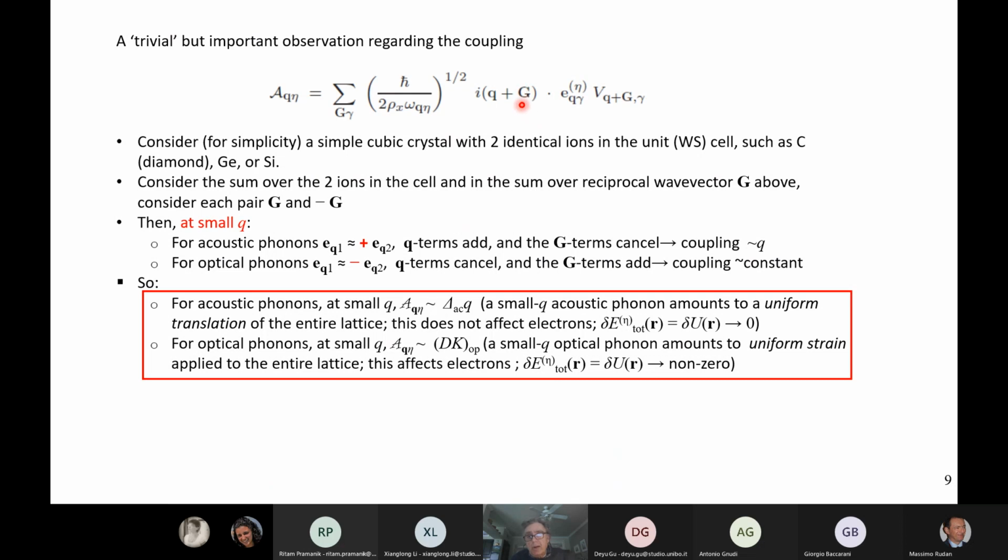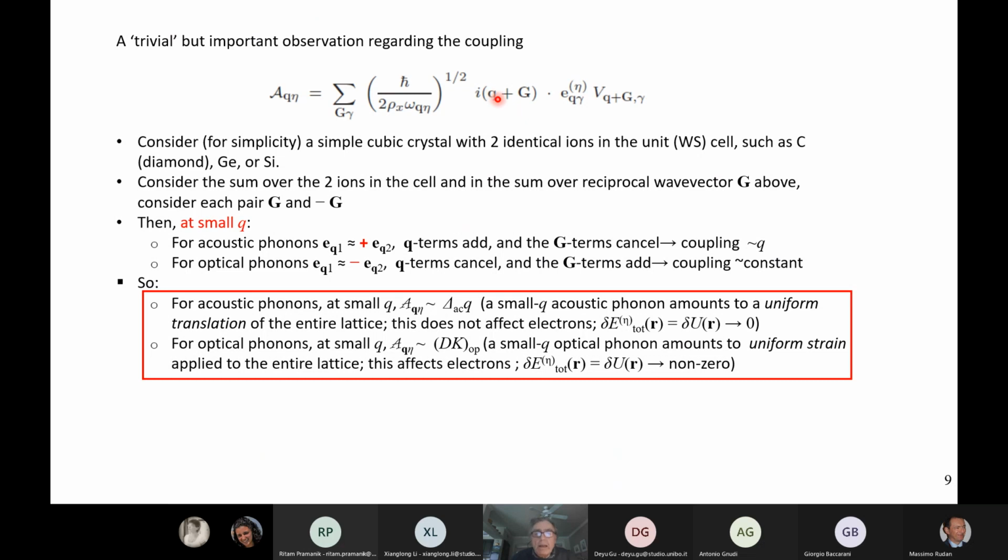The G terms, if you look at the sum of the G and the minus G, will cancel because the sum of these two polarization vectors has the same sign, so you're left with the change of sign in G. So you're left in the limit in which Q equals 0 for acoustic phonons just with a term which is proportional to Q.